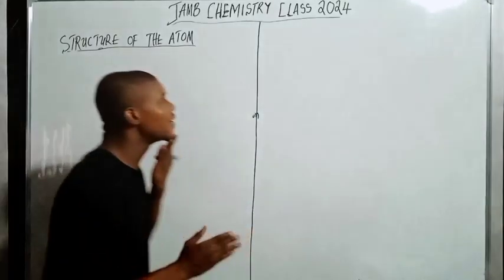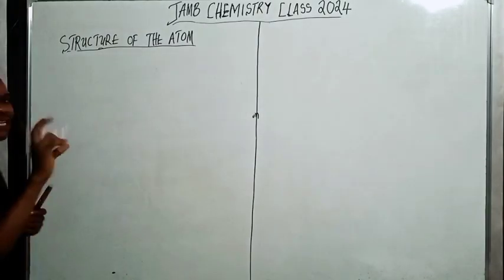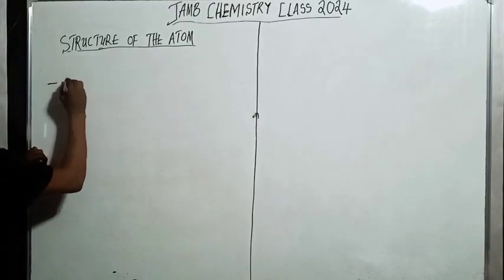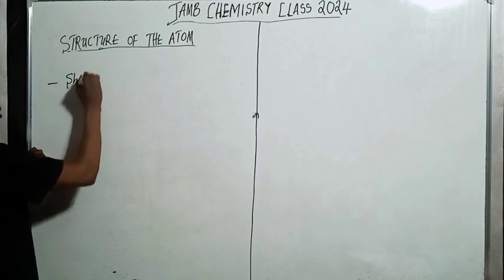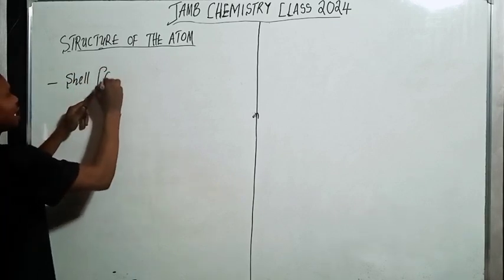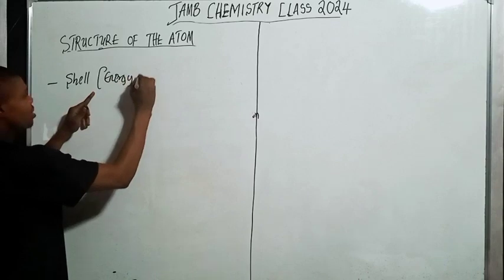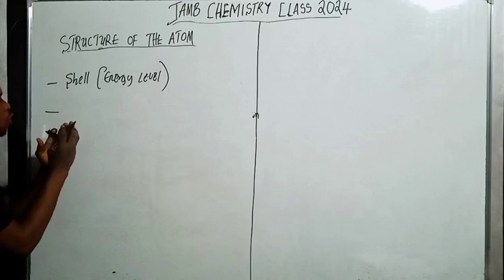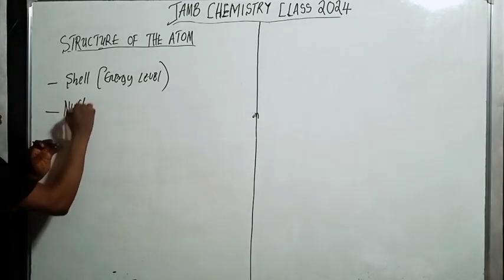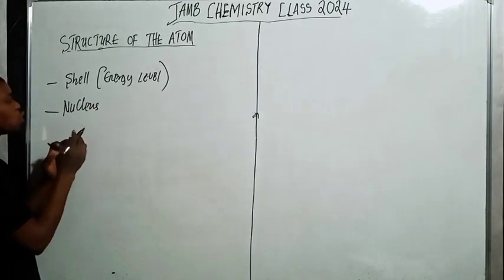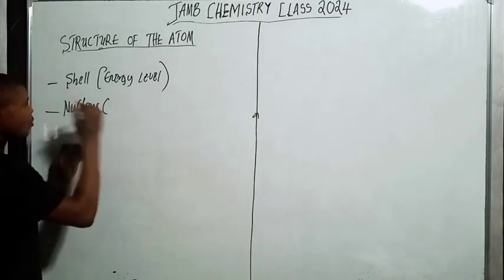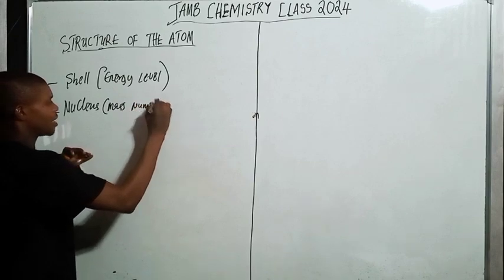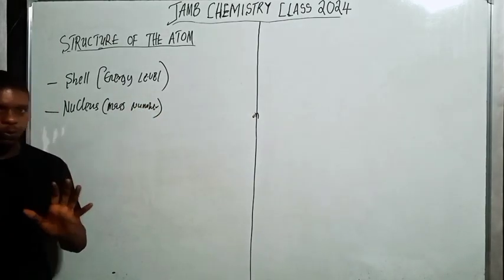Now if you look at atom here, atom is divided into two main components. Here we have the shell. The shell is also known as the energy level. Please take it down. Now there is also what we call the nucleus. The nucleus is also known as the mass number. We shall come to that.